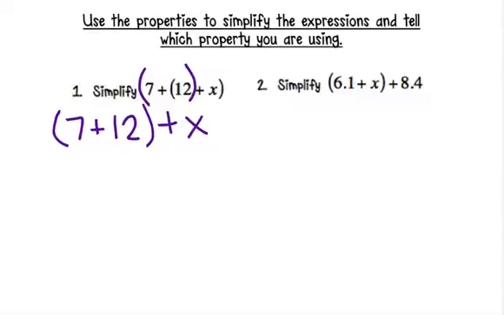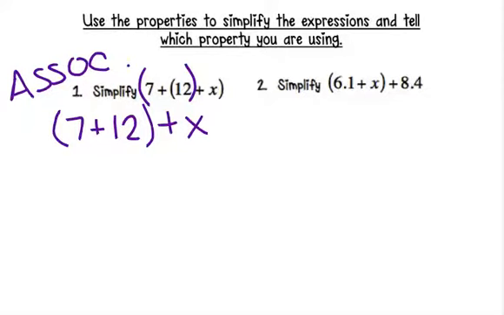Who remembers what property that is? Is that the associative? Is that the commutative? Or is that the distributive property? That is the associative property. If you said associative, you are right. I'm going to try to write it up here, and you can abbreviate it if you want, ASSOC, associative property.